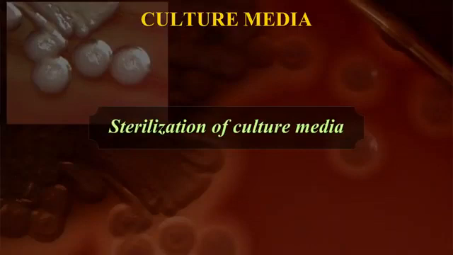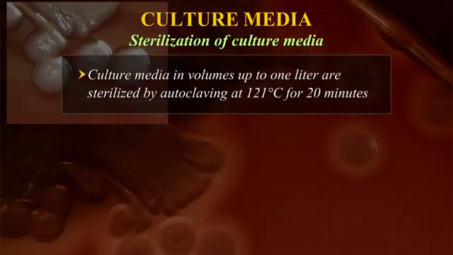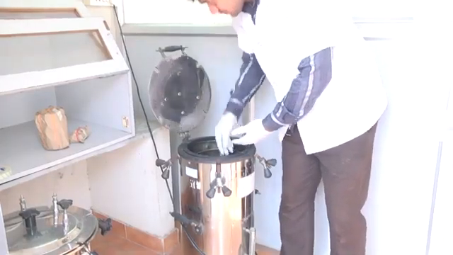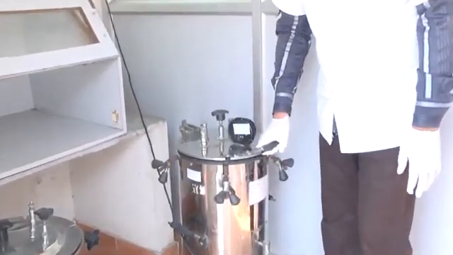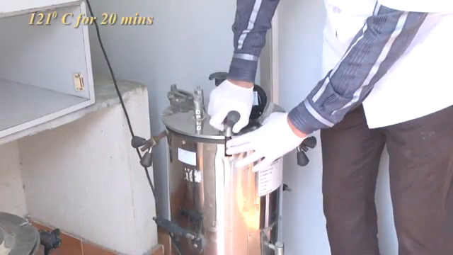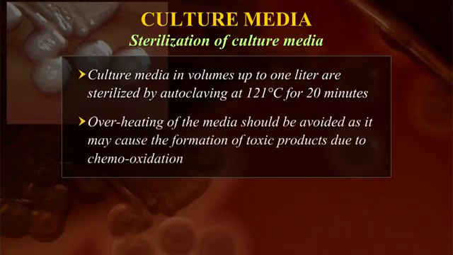Sterilization of culture media. Usually, culture media in volumes up to 1 liter are sterilized by autoclaving at 121 degrees centigrade for 20 minutes. Most culture media will require final sterilization in an autoclave at 121 degrees centigrade for 20 minutes, but it is important to follow the manufacturer's instructions as it may vary for different media. Overheating of the media should be avoided as it may cause the formation of toxic products due to chemo-oxidation.